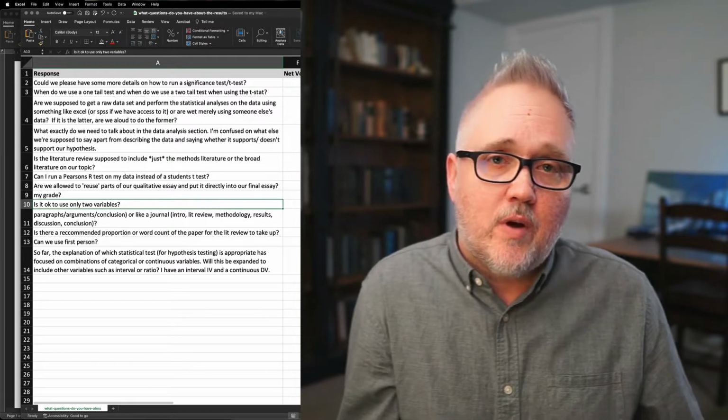Next question is, when do we use a one-tailed test and when do we use a two-tailed test when using the t-statistic? I deal with this in the writing guide in more detail in a second, but the short answer now is it depends on whether your hypothesis has an underlying directionality. Are you arguing that as x goes up, y will go down? Or are you just hypothesizing that x will have some effect on y, but you're not sure which direction it may go? Usually you would use a two-tailed test when you're not sure about what the directionality of the relationship is, and a one-tailed test if you do have a direction.